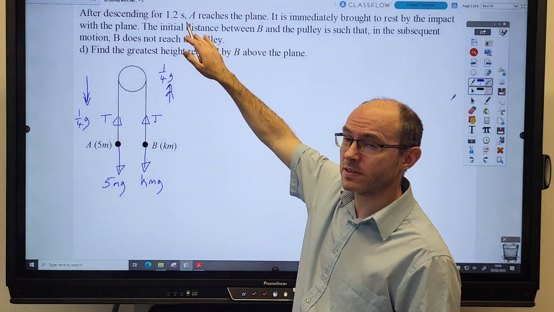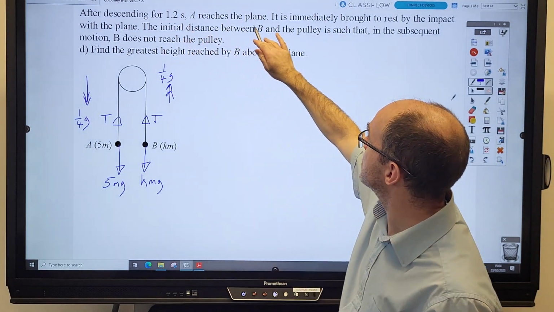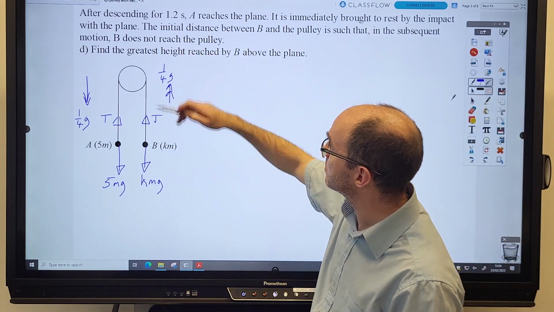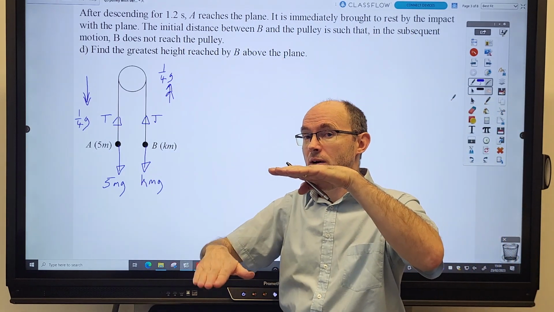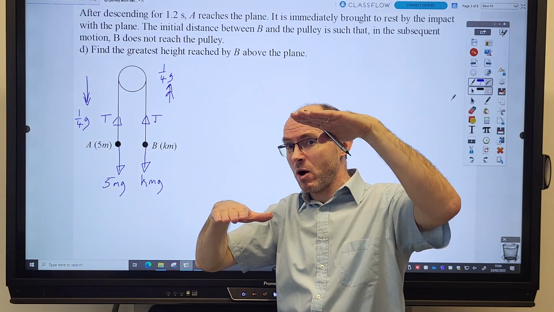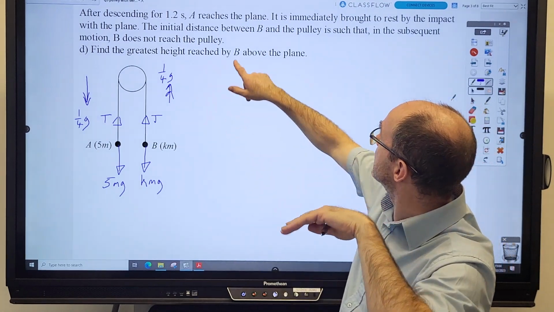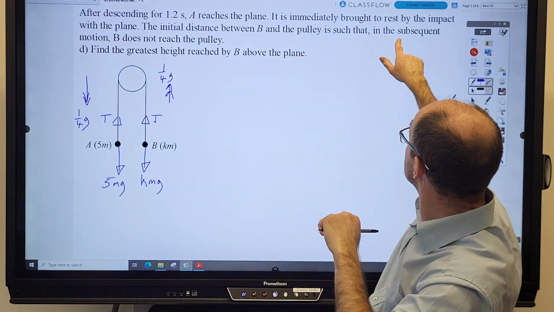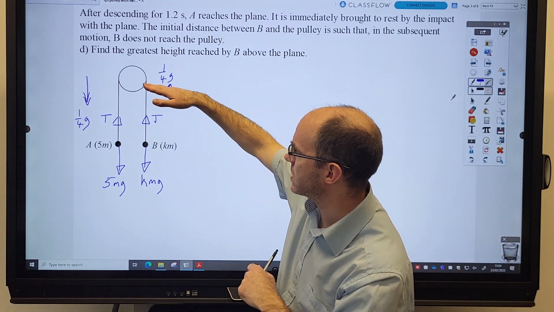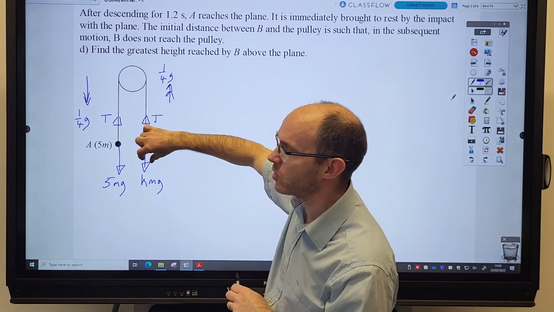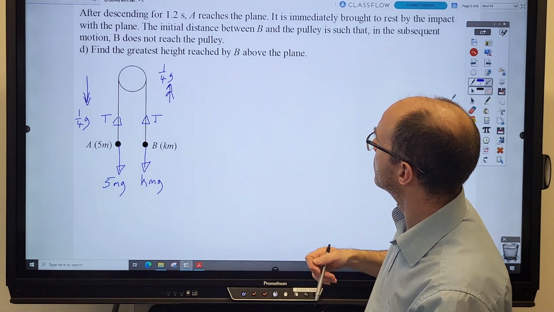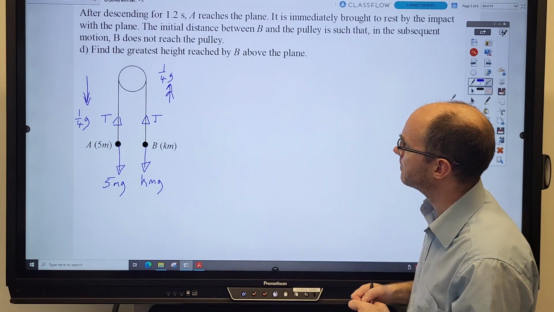So after descending for 1.2 seconds, A reaches the plane. It's then immediately brought to rest by the impact with the plane. So basically A is going to fall and hit the plane. What will happen is that B will go up for a little bit, but what it's saying is that it will not ever reach the pulley. So B is going to rise, but it will never actually reach the pulley. There's a long enough distance so that B does not reach the pulley as A hits the plane. We've got to find the greatest height reached by B above the plane.